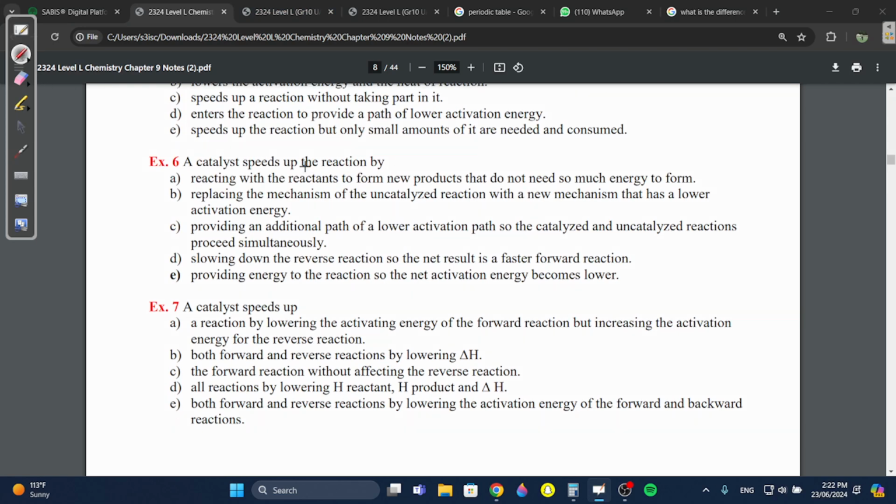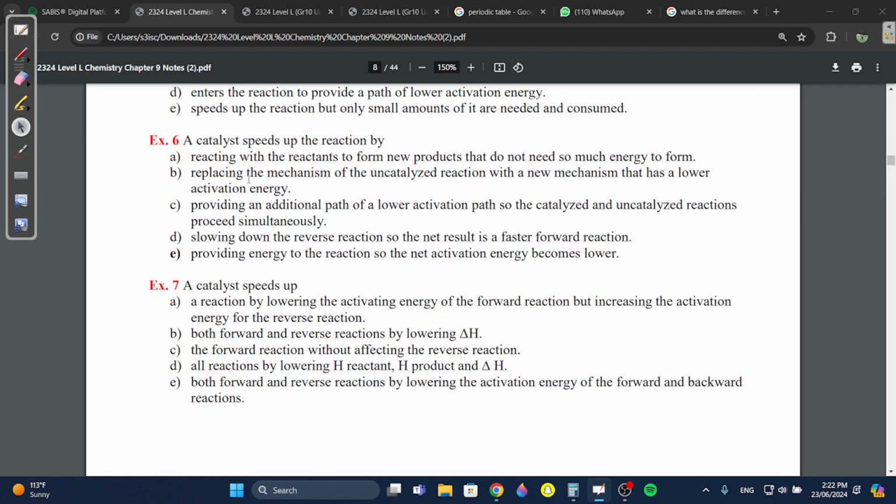A catalyst speeds up the reaction. How does it speed it up? Reacting with the reactants to form new products. Does it react? No, it doesn't, right? Replacing the mechanism of the uncatalyzed reaction with a new mechanism that has a lower activation energy. Does it replace it? No. We said it just provides an additional path, so it becomes two paths. So the catalyzed and uncatalyzed reactions proceed simultaneously. It has a lower activation path. Yes. Slows down? Definitely not. Provides energy to the reaction? So no, it doesn't provide energy. So it should just be C.